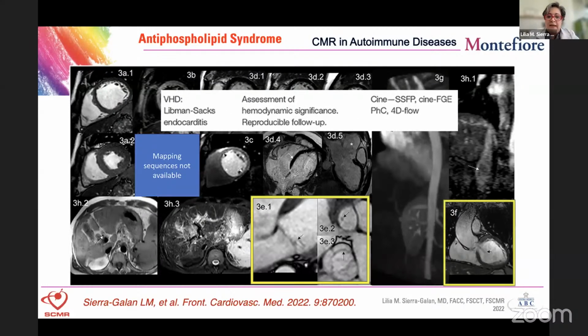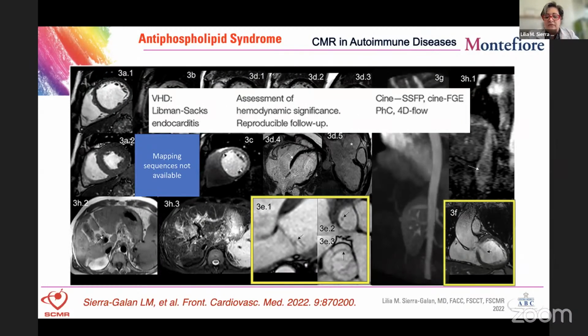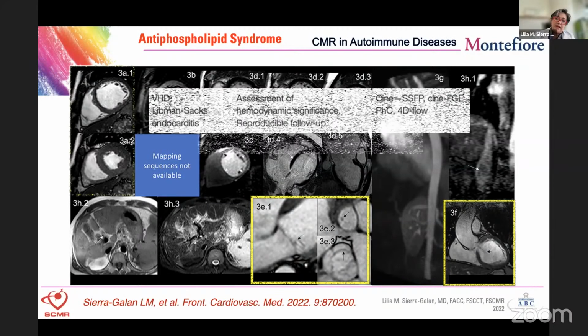So first, again, the assessment of the valves. See, it is very tiny, or the findings are very tiny. So we really need to be careful when we read these cases, and see how small the finding could be, like this one, or the thickening of the valve. But those are contributing to the diagnosis.